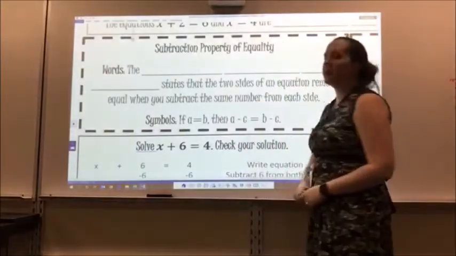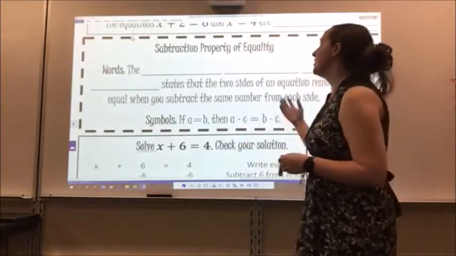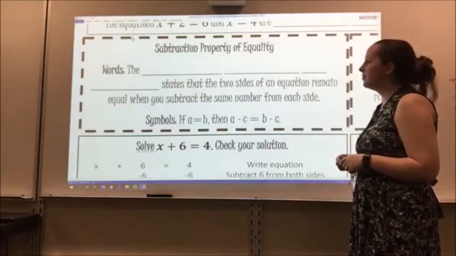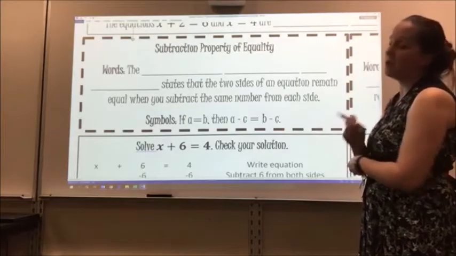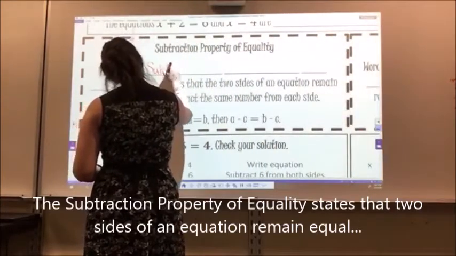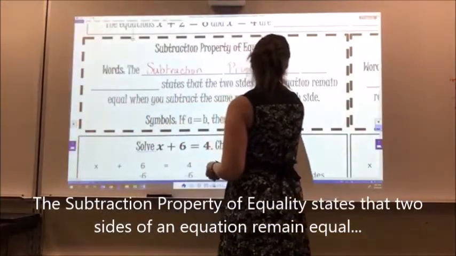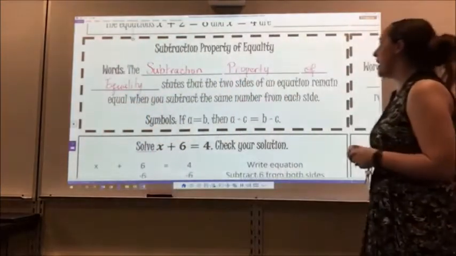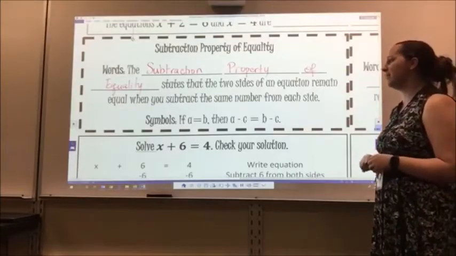All right, we have a couple of properties that we're going to be dealing with when solving equations. The first one is the subtraction property of equality. The blank blank blank states that the two sides of an equation remain equal when you subtract the same number from each side. In those blanks, you're going to write subtraction property of equality. So the subtraction property of equality states that the two sides of an equation remain equal when you subtract the same number from each side.